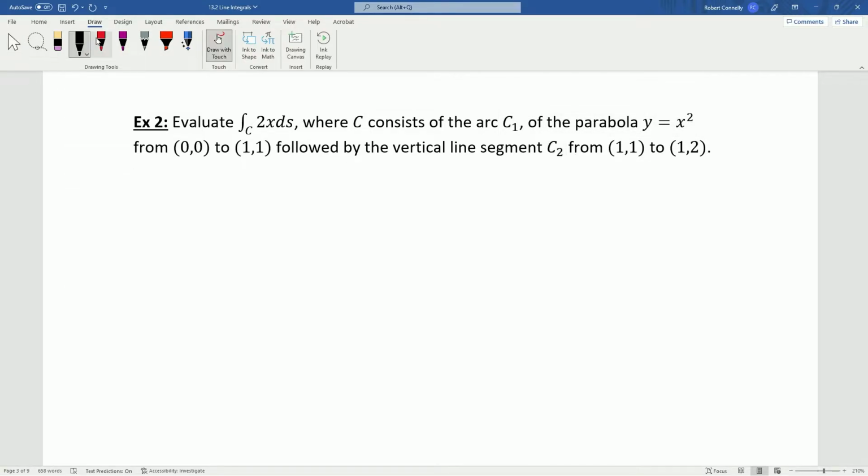So let's kind of graph this and see what these look like. Okay, so C1 is just this parabola from (0, 0) to (1, 1). And then C2 is this vertical line segment going from (1, 1) to (1, 2).